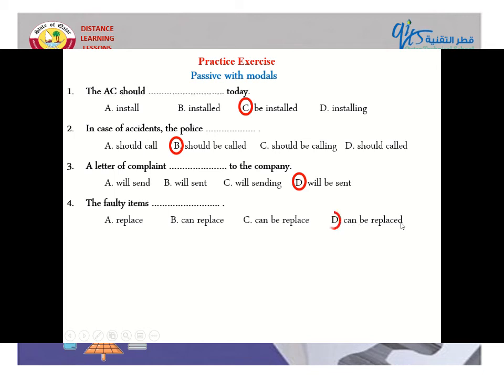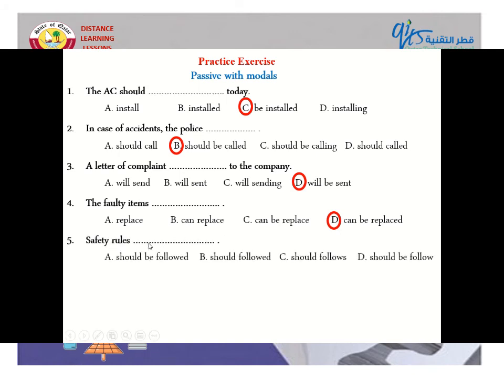So this is correct. Number 5, safety rules, space. Okay, so we need modal verb plus be plus past participle. So we have should be followed. So this is correct. This is not correct. Be is missing. Should be is missing, and this is not a past participle. Here should be follow, this is not past participle.